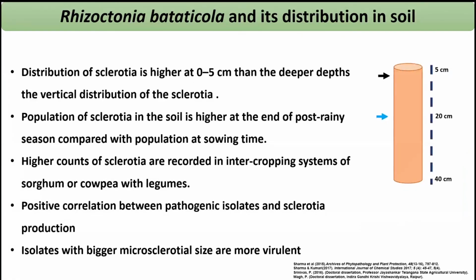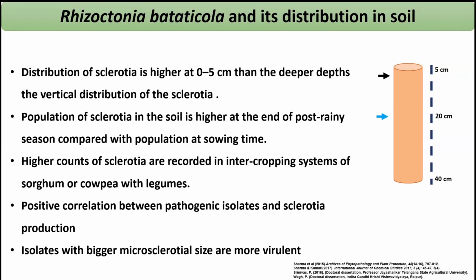And its distribution in soil. The distribution of sclerotia is higher at 0 to 5 centimeters than at deeper depths. The population of sclerotia is higher at the end of the post-rainy season compared with the population at the sowing time. Higher counts of sclerotia are recorded in the intercropping systems of sorghum and coffee in legumes.